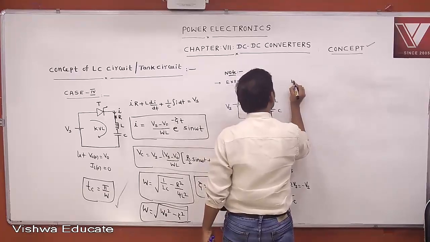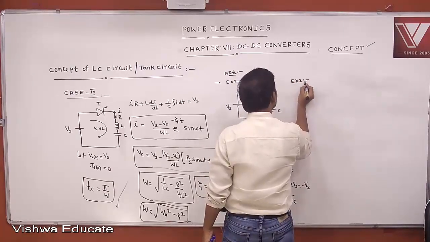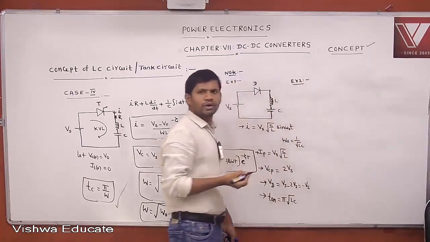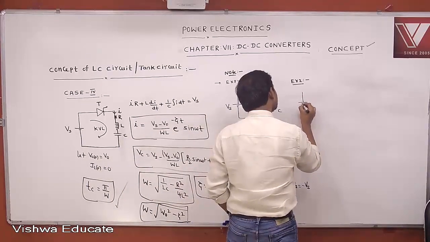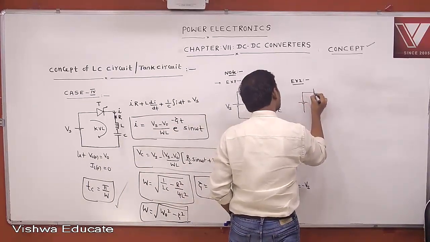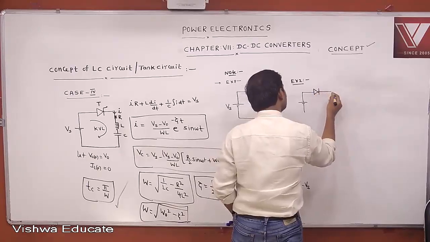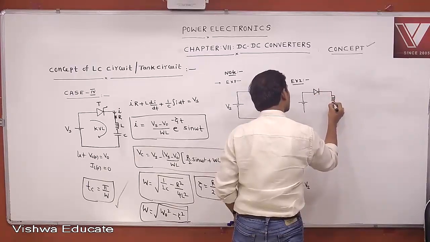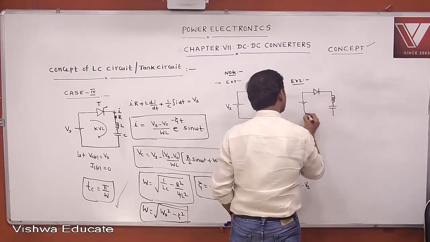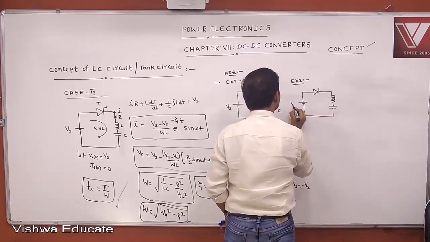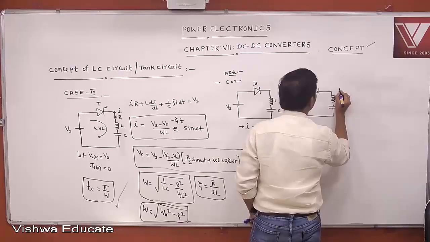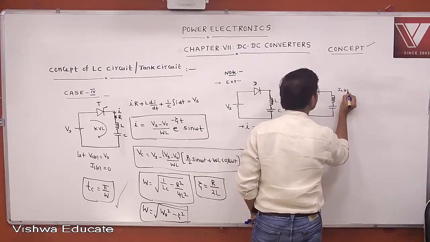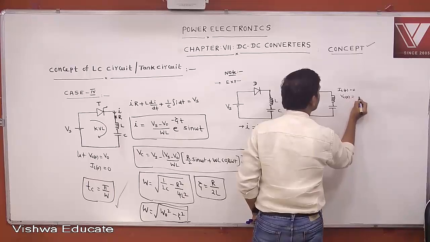Example 2: here I am not solving the problems, directly I am writing how to write the formulas. If any circuit is given like this, this LC circuit, this is Vs, this is the diode. Let the initial current in the inductor be 0. The initial voltage across the capacitor is plus V0.